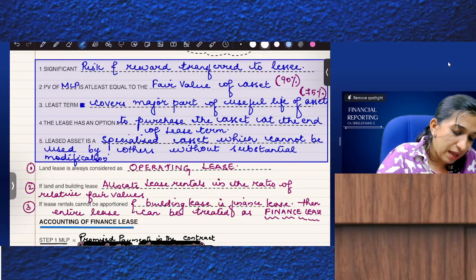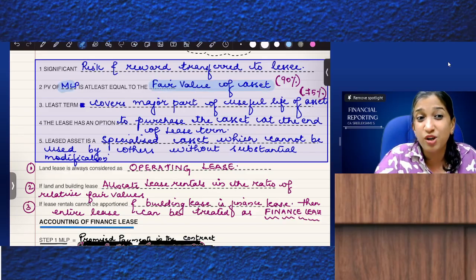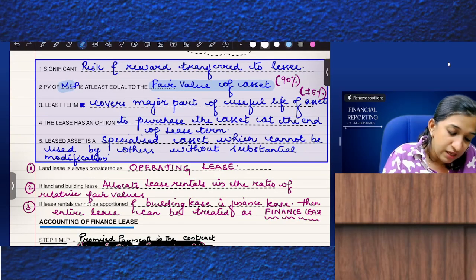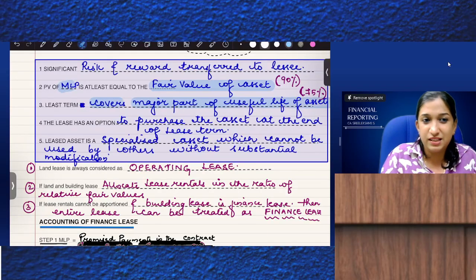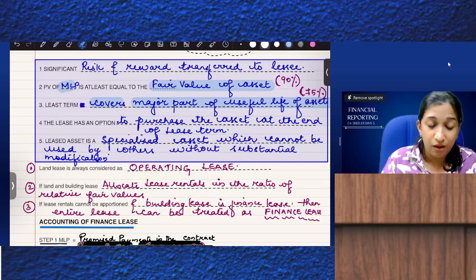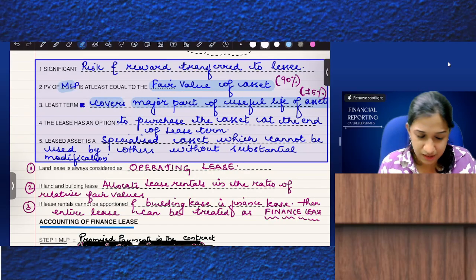Present value of MLP is at least equal to fair value of asset. So MLP is at least covering fair value of asset. Okay. Then, lease term covers major part of useful life of the asset.